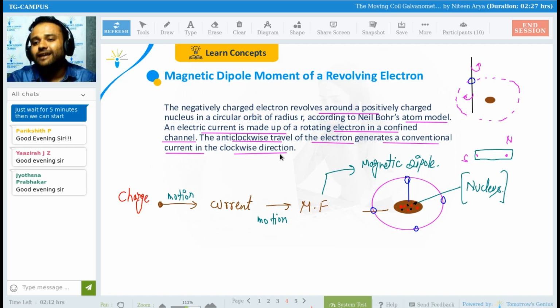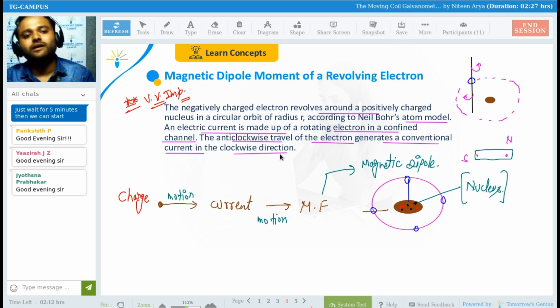So obviously we need to find the current due to the electron. And if we find the current due to the electron, then using the formula of magnetic moment, simply mu equals Ia, or m equals Ia. I stands for current, A stands for area. We can find the magnetic dipole moment of a revolving electron. And believe me, this is very, very important, not only here, but in atomic physics too. Atomic physics means the atomic chapter, which is going to be the second last or third last of class 12. So that is going to come back again.